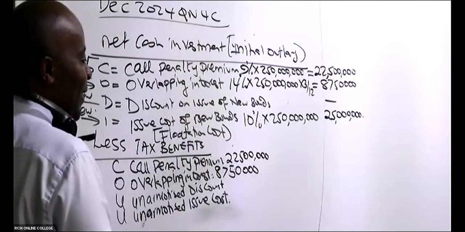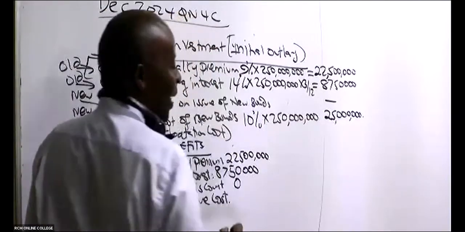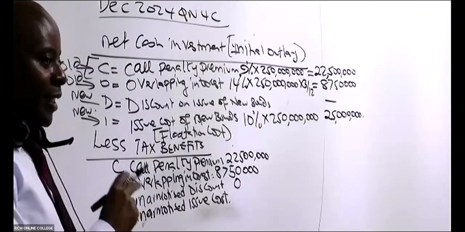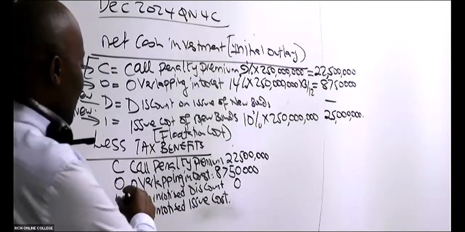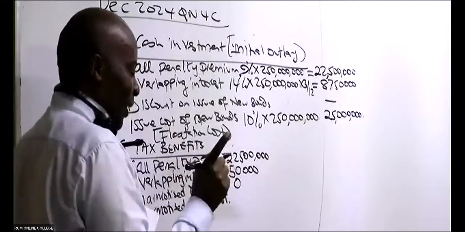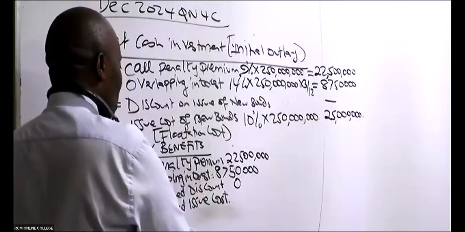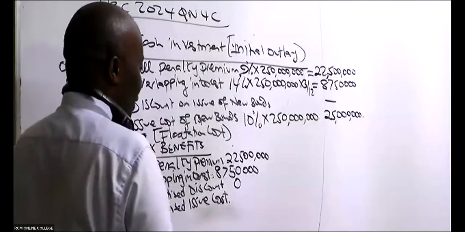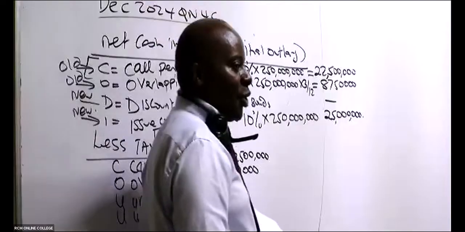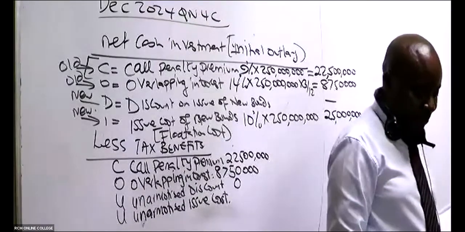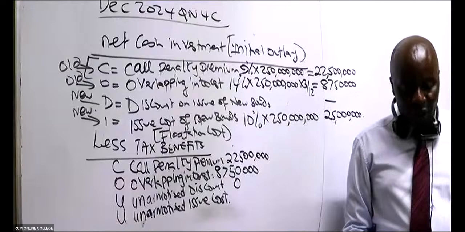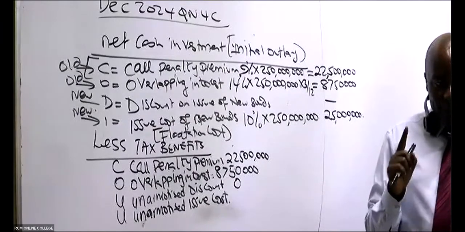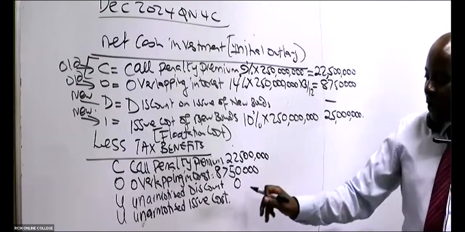So an unamortized discount, this question does not have anything to do with the discount. So then we have an unamortized issue cost. When it is unamortized, it means for the old bond. Everything under here is for the old bond. Old bond values. So is there somebody who is able to see an unamortized issue or flotation cost? How much? 900,000, right? 900,000.